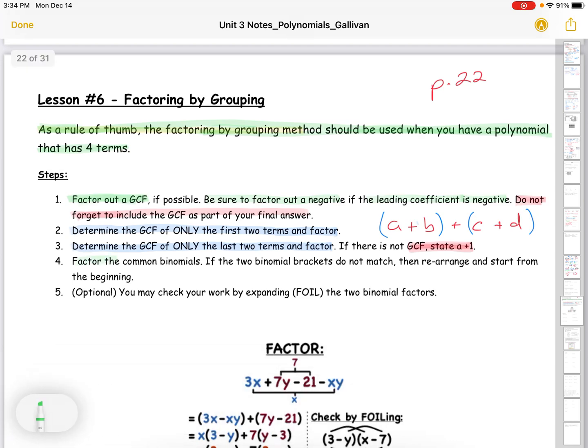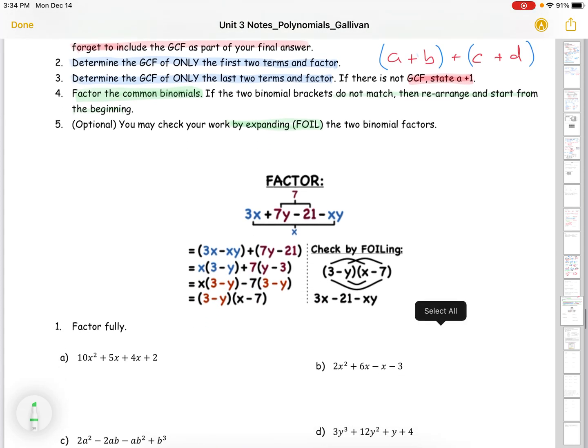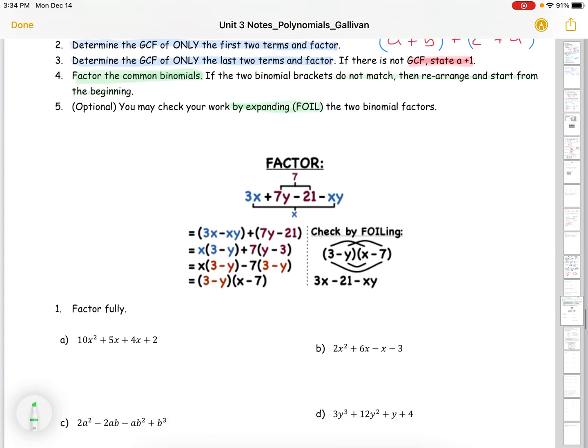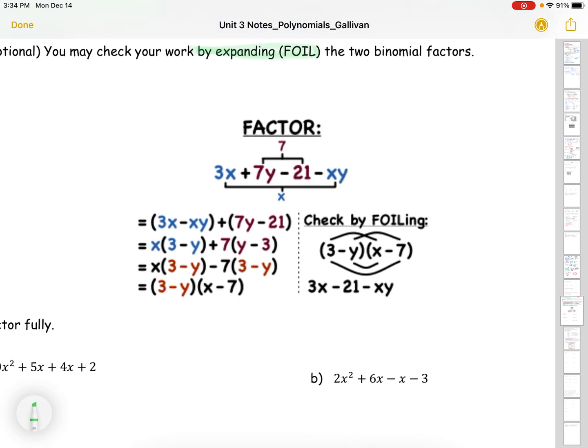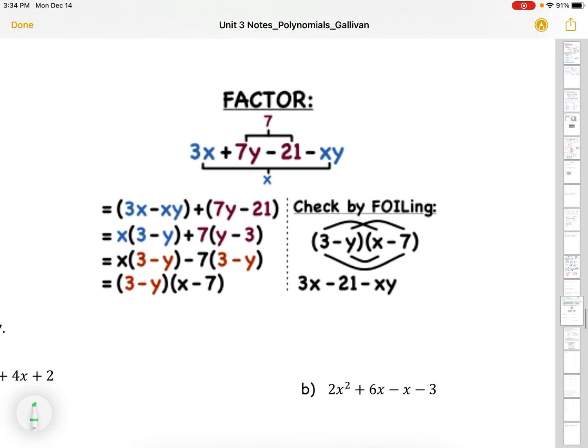After you do that, hopefully, if all went well, factor the common binomials out. If the 2 remaining binomials do not match, then you might have to rearrange and start from the beginning. Optional, you can check your work by expanding using FOIL of the 2 binomial factors and see what happens, okay? So let's see what happens in this example.